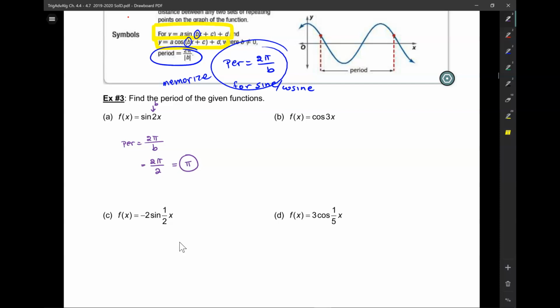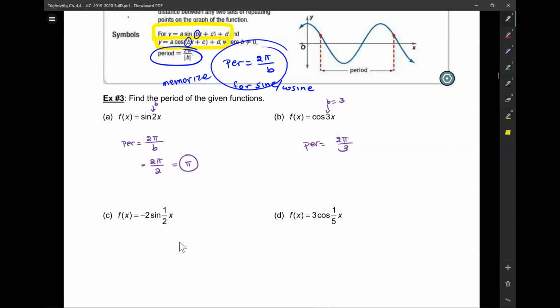That we'll do later. Okay, what about here for cosine of 3x? What's B? How much is B here? B is 3. So the period is 2 pi over 3. If it needs to be simplified, please simplify. If it doesn't need to be simplified, then it's fine.